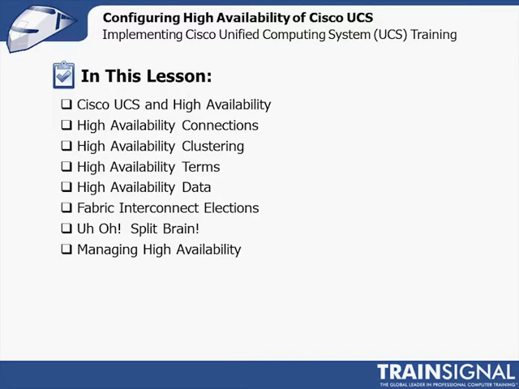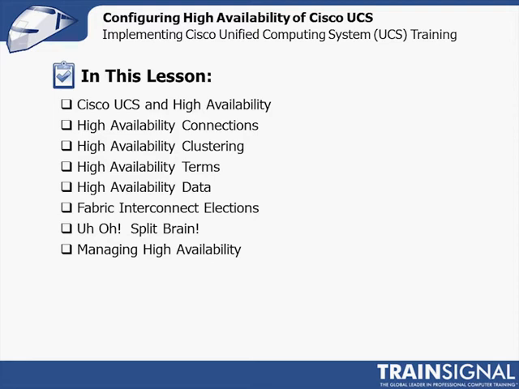So in this lesson we're going to talk about Cisco UCS and high availability, just as a general idea, and walk through some of the configuration options and how UCS handles high availability. Some of this will be review from other lessons, but I want you to understand that the blueprint for the exam specifically spells some of this out. And there's some information that really doesn't go with other lessons, like split brain and fabric interconnect elections and things like that. So we'll start with UCS and high availability.